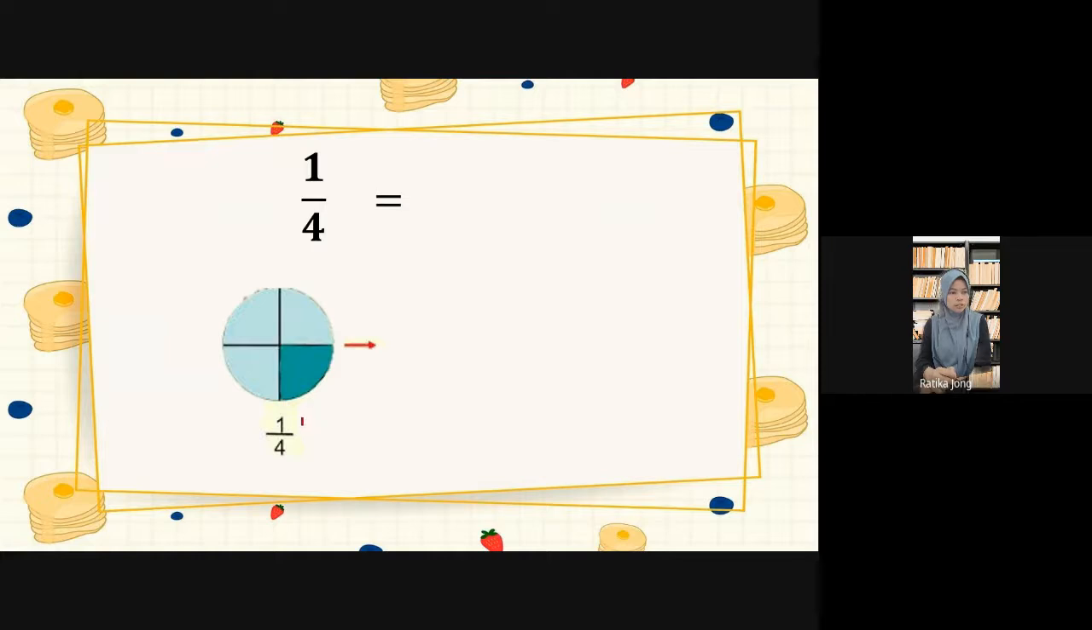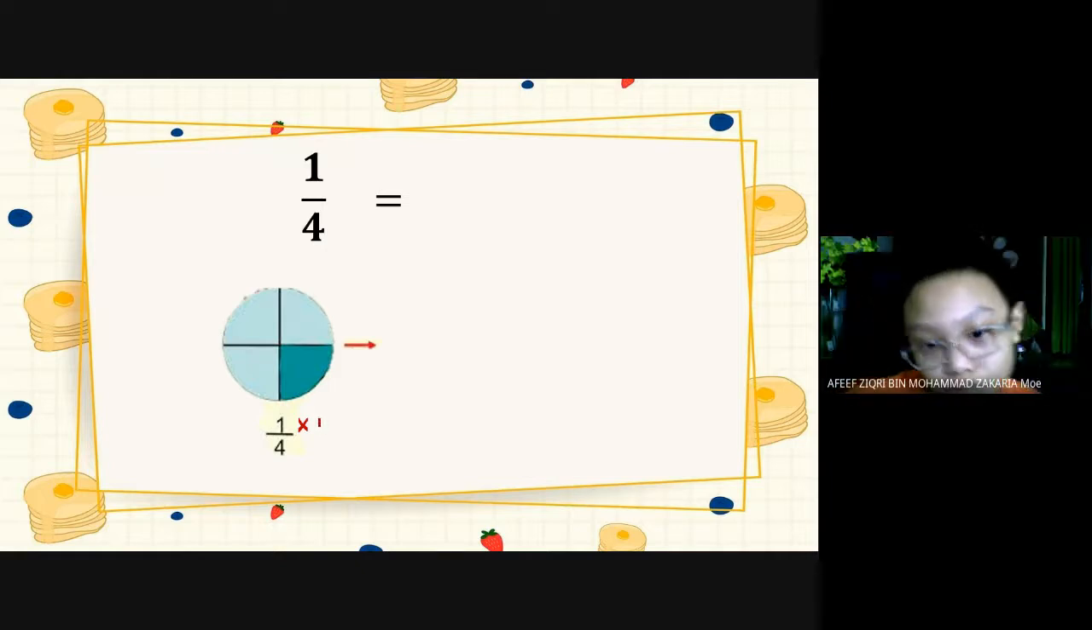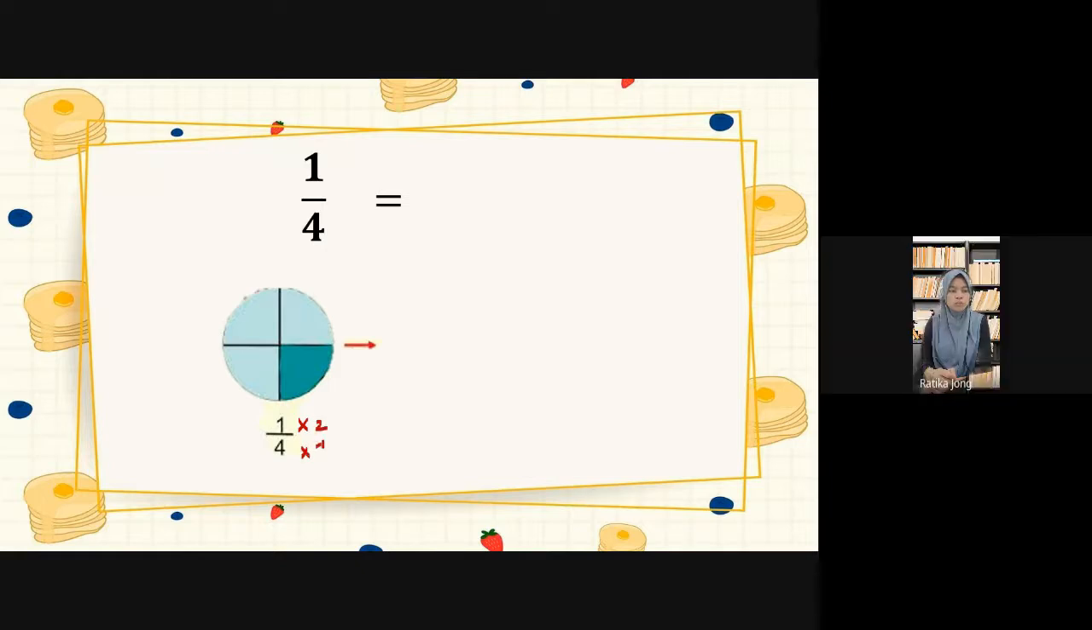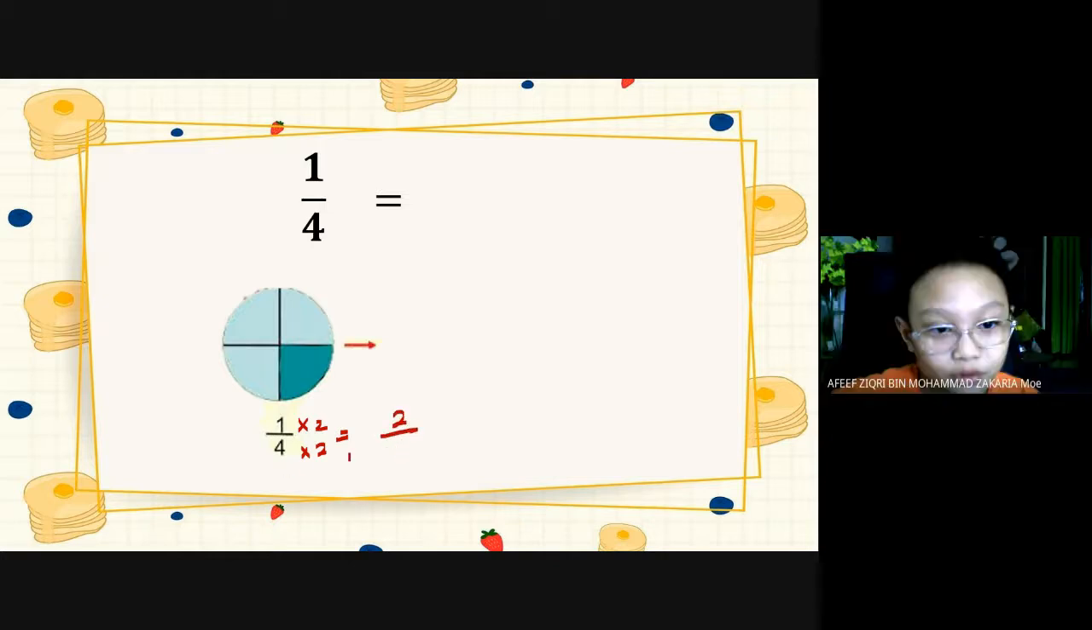1/4. You want to times by what? Times by 2. Okay? Times by 2. Paling senang kan? Buat apa fikir susah-susah? 1 times 2 is 2. 4 times 2 is 8.